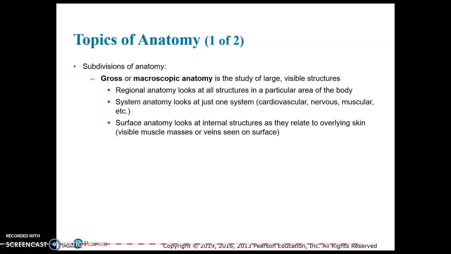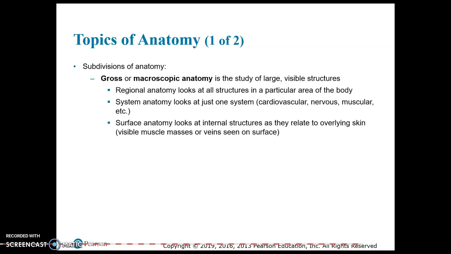Systemic anatomy or system anatomy, we're just studying one body system. There are 11 body systems. We're going to introduce them in this chapter. But like if we just study cardiovascular anatomy, we're just going to learn about the structures of the heart, their names and their locations. Surface anatomy looks at internal structures as they relate to overlying skin.